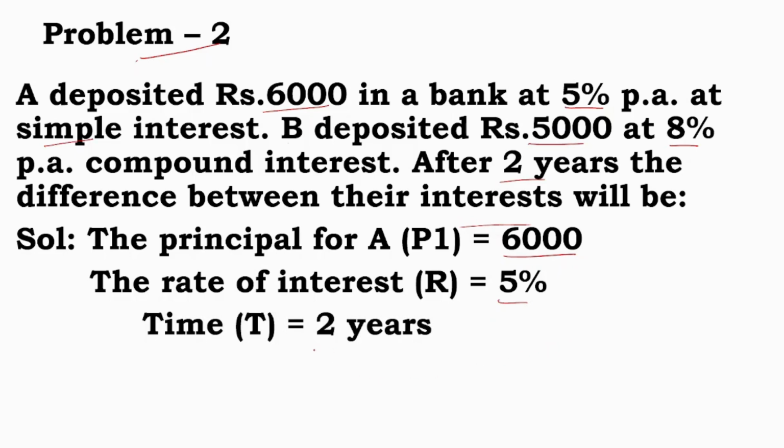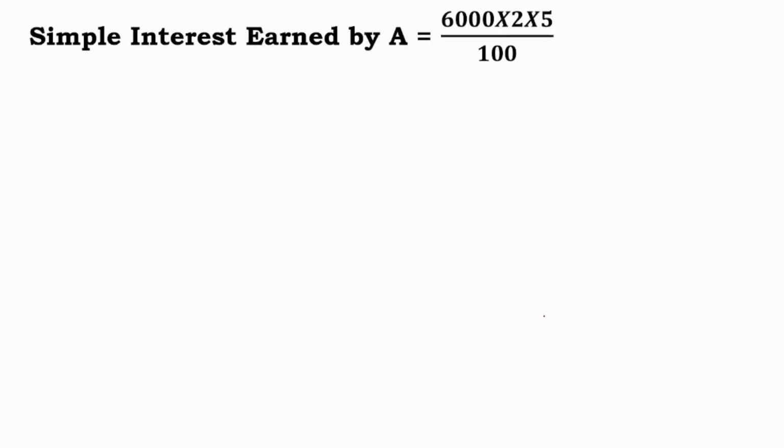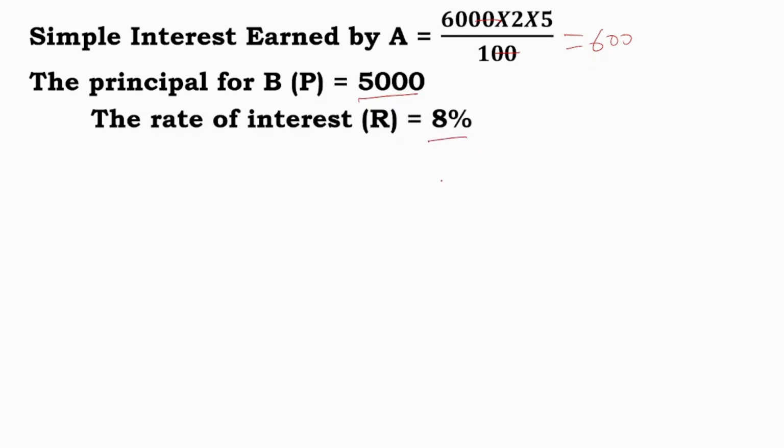The time is 2. We know that the simple interest formula is PTR by 100. So the interest that A got is P 6,000, T 2, 5 by 100. So two zeros get cancelled. 5 twos are 10 into 60, that is 600 rupees that A earned as simple interest. And for B, the principal is 5,000 rupees. The rate of interest is 8 and the time period is 2.